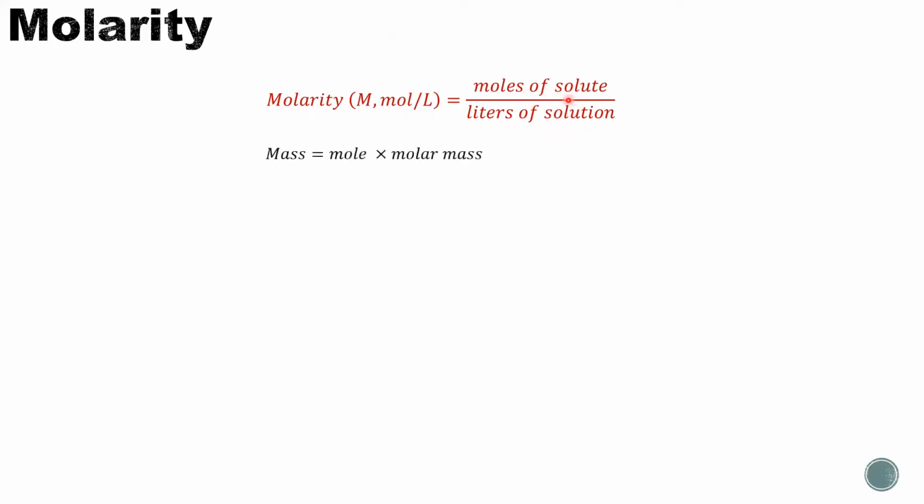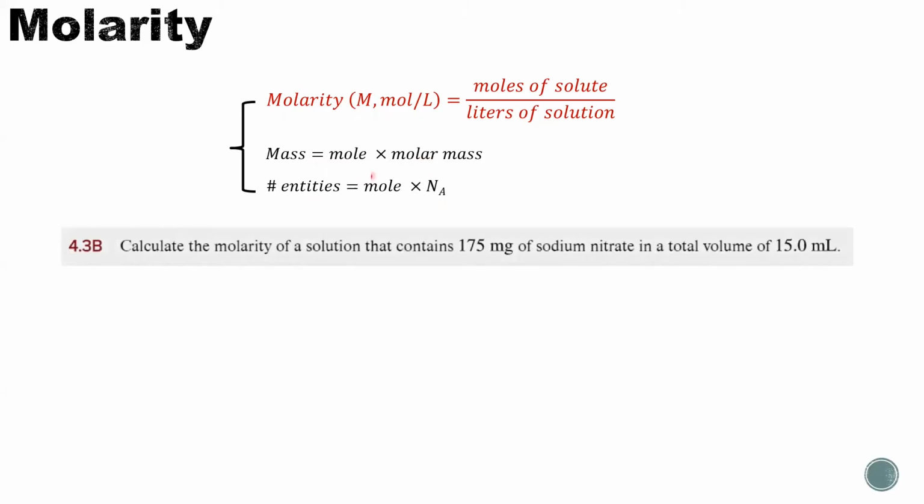If you look at this equation, we have moles of solute. When we have moles, you should remember the equation: mass equals mole times molar mass. And when we have moles, we can also relate moles to the entities: number of entities of our species equals the number of moles times Avogadro's number. Sometimes these three equations can be combined together to solve a molarity problem. For example, here, calculate the molarity of a solution that contains 175 milligrams of sodium nitrate in a total volume of 15.0 milliliters.